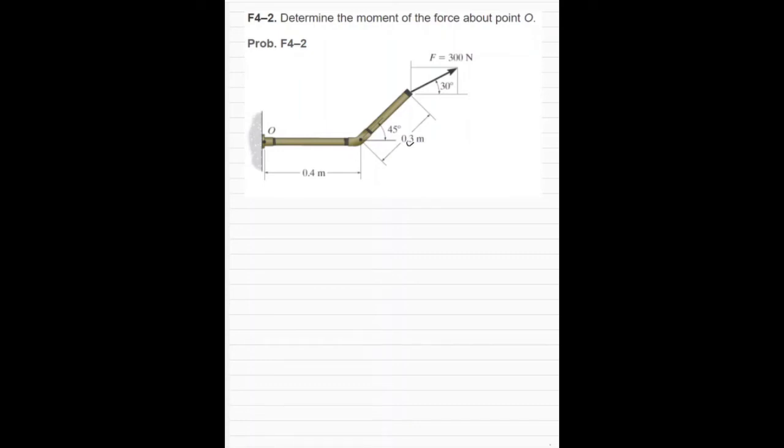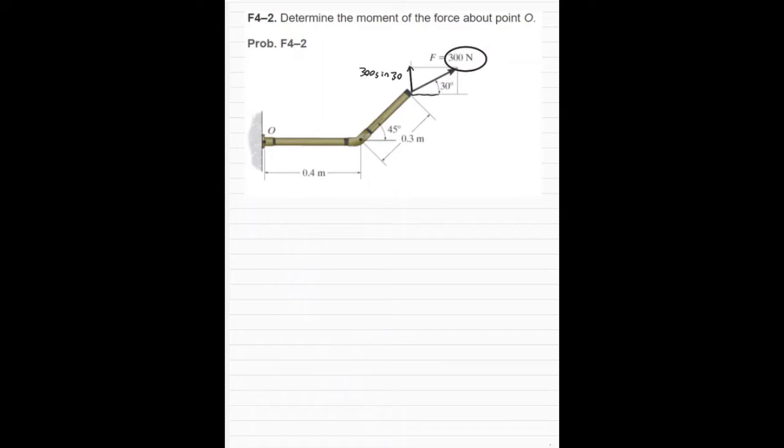So today we're given the problem, determine the moment of the force around point O. To start off this problem, I'm going to break up this 300 Newton force right here into its x and y components. Let's start off with the y component. It's moving upwards, and it's going to be using that 30-degree angle. It's going to be 300 times the sine of 30 using our right angle identities.